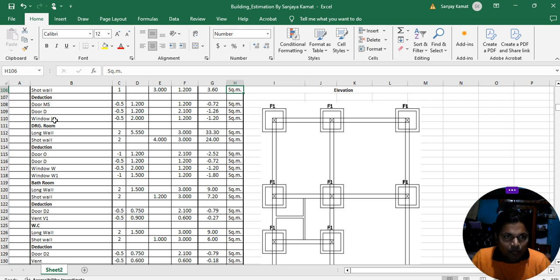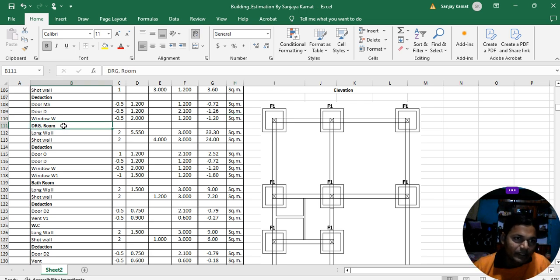Okay, window W. Now we are going to work for the window W. So for this we are taking the number minus 0.5, length we are taking 2 meter, and thickness we are taking 1.200 meter. And after calculating these three terms, how much are we getting? We are getting minus 1.20 square meter.